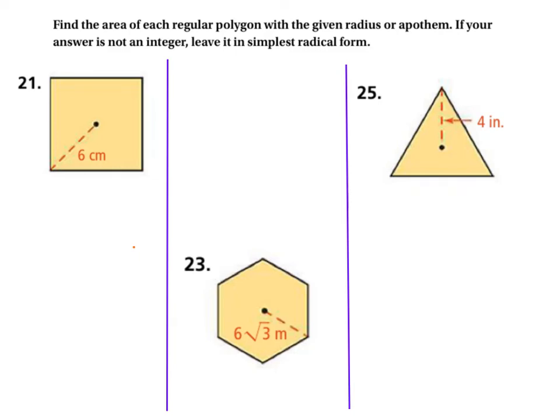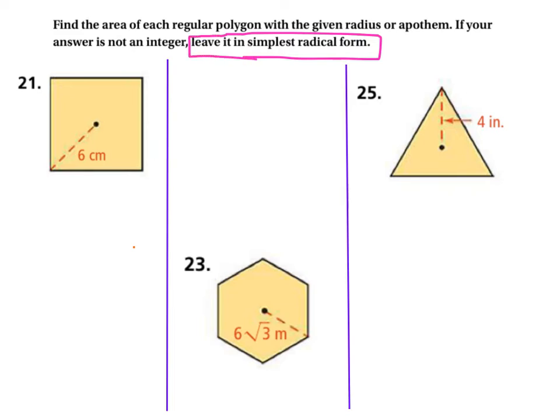Okay, these are telling us to find the area of the regular polygon with the given radius or apothem. And number 21, they give us the radius, not the apothem, and we're using the apothem to find these areas. So we need to actually calculate it out from that. If your answer is not an integer, leave it in simplest radical form.